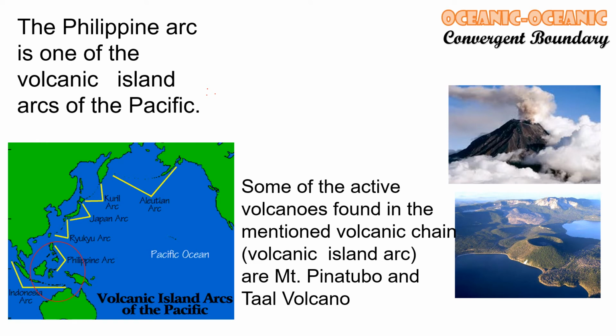The Philippine Arc is one of the volcanic island arcs of the Pacific. The volcanic island arcs of the Pacific make up the Ring of Fire, also called the Circum-Pacific Belt. It is a major area in the basin of the Pacific Ocean where many earthquakes and volcanic eruptions occur. It has 452 volcanoes. More than 75% of the world's active and dormant volcanoes are found here. Some of the active volcanoes found in the mentioned volcanic chain or volcanic island arc are Mount Pinatubo and Taal volcano.